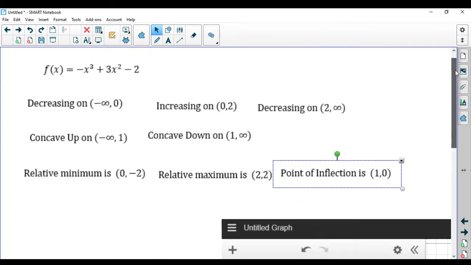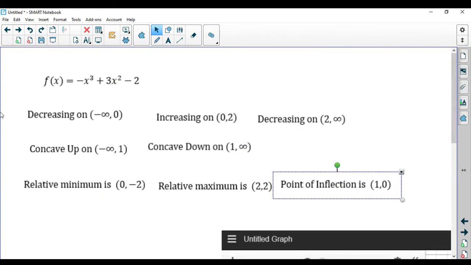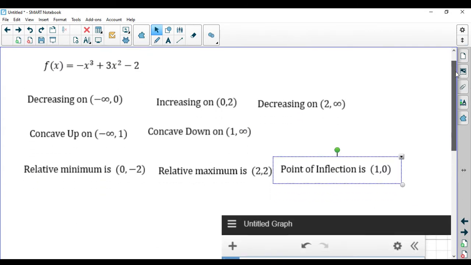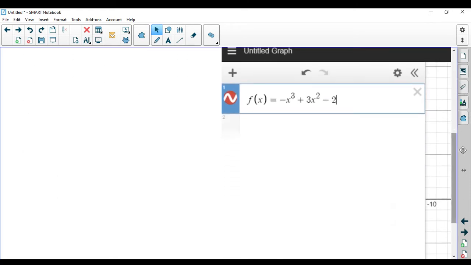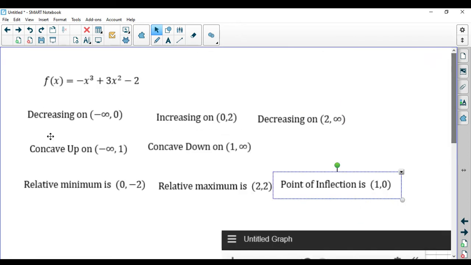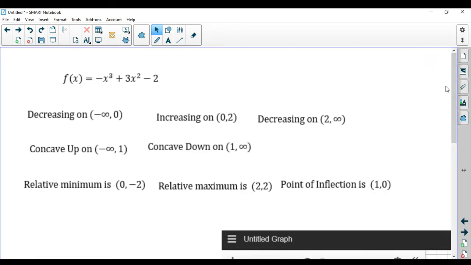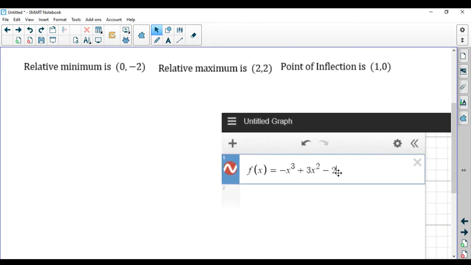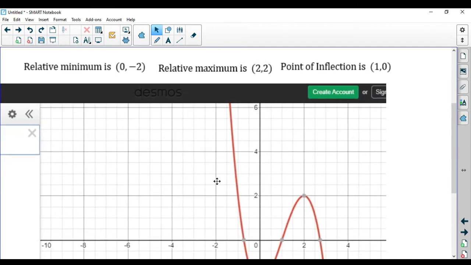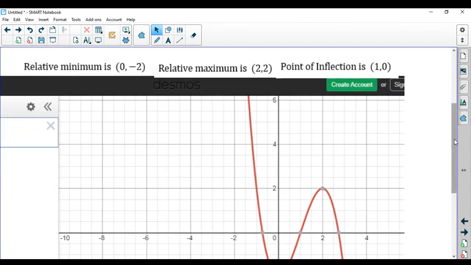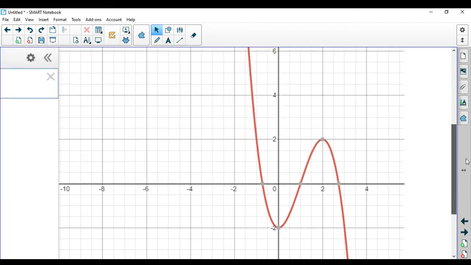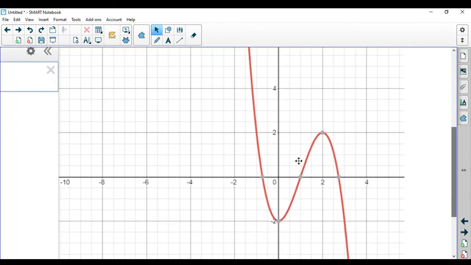So I transferred everything we found over here, and I went to Desmos, and I graphed the original function, the function we were studying, which is right here. You can see that's what I typed in, and we got the graph. So now I'm going to make sure everything worked out.